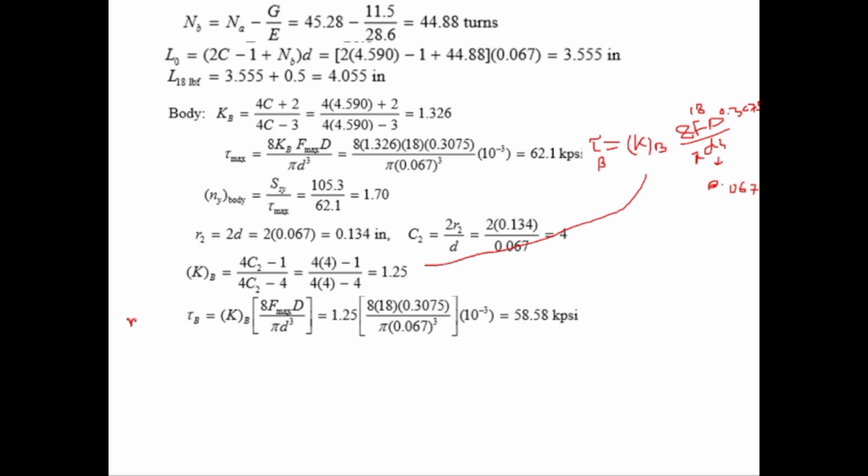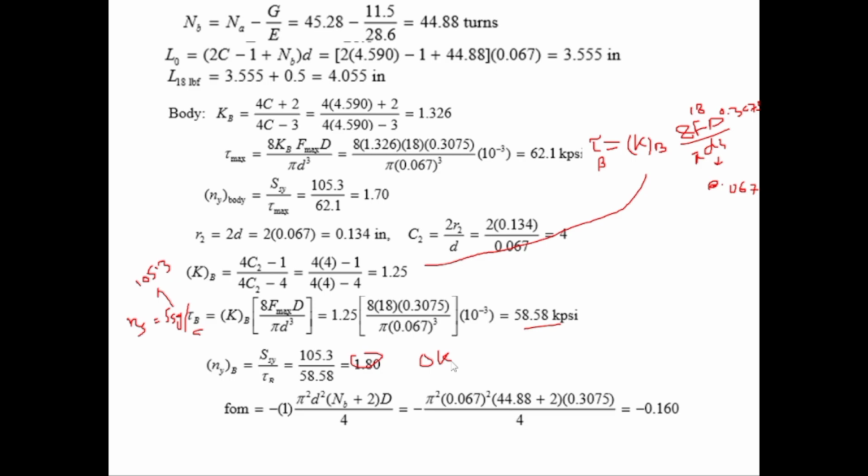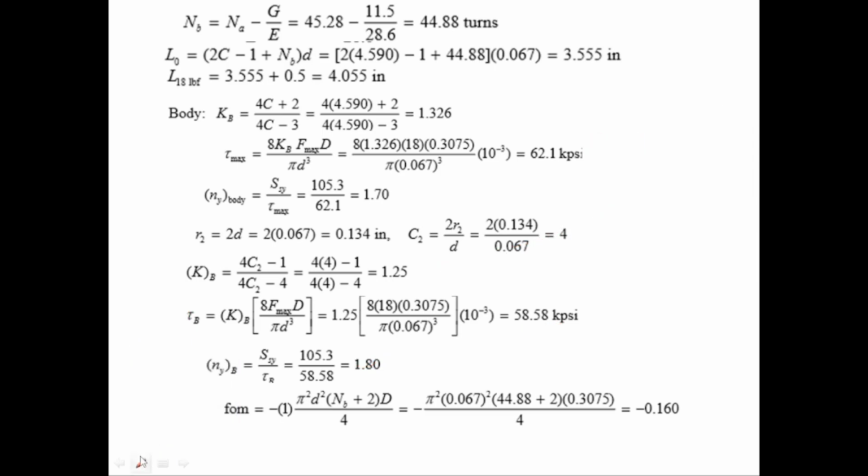So the factor of safety at critical position B is equal to Ssy divided by tau B. This was 105.3 and this is 58.5 kpsi. So putting these values, it will give you Ns or Ny at point B equal to 1.8. Now we can find the number of body coils by this formula, which is equal to -1 into pi squared d squared into Nb plus 2 into mean coil diameter D divided by 4. Wire diameter is 0.067, Nb is 44.88, and mean coil diameter is 0.3075. So putting these values, it will give you -0.16.